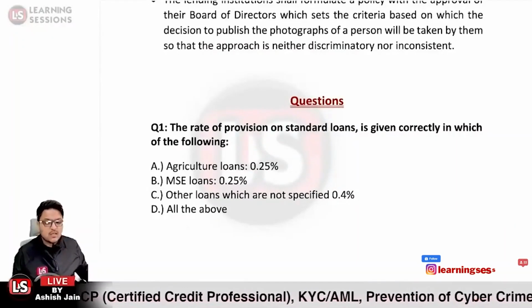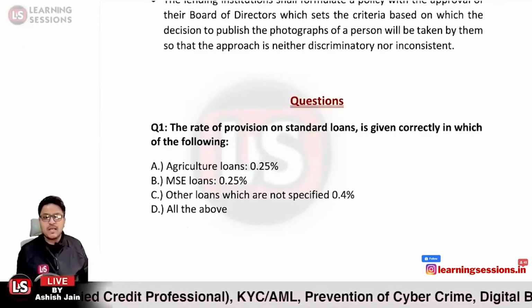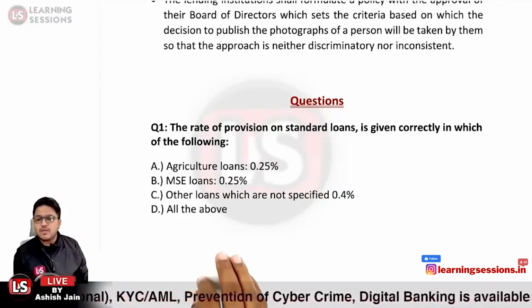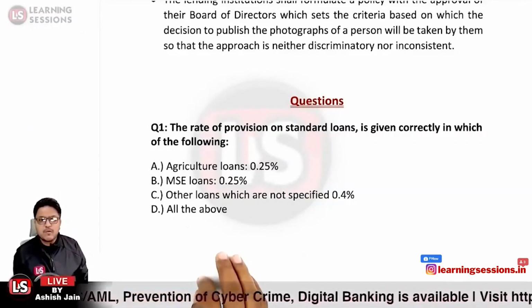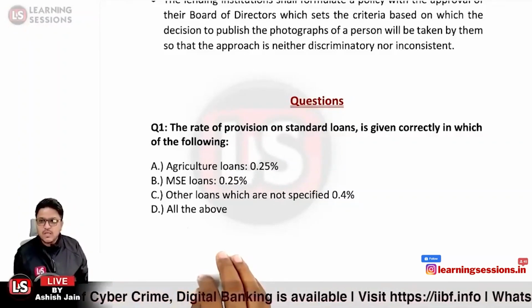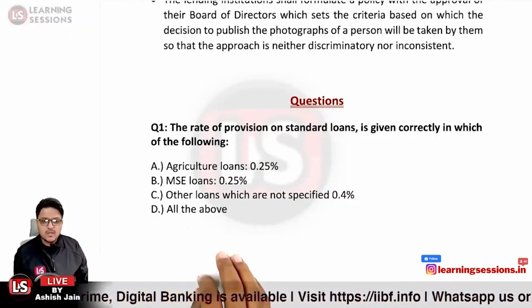Now let's have a look at the questions based upon it. First of all, it says the rate of provision on standard loans is given correctly in which of the following? So kindly please do answer at the earliest.